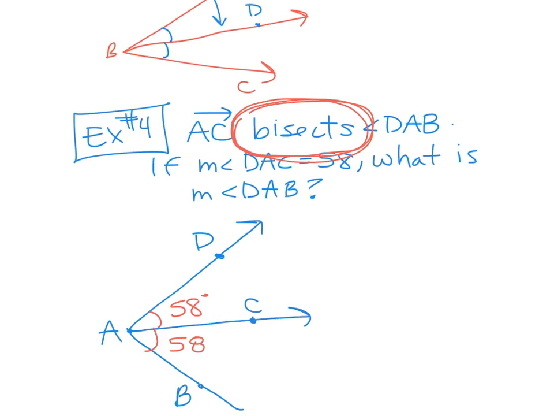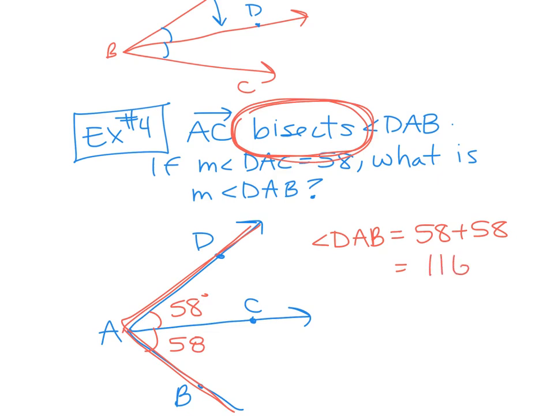So if they're the same, 58 and 58, then DAB, this angle, is what? 116. So 58 plus 58, or 116 degrees.